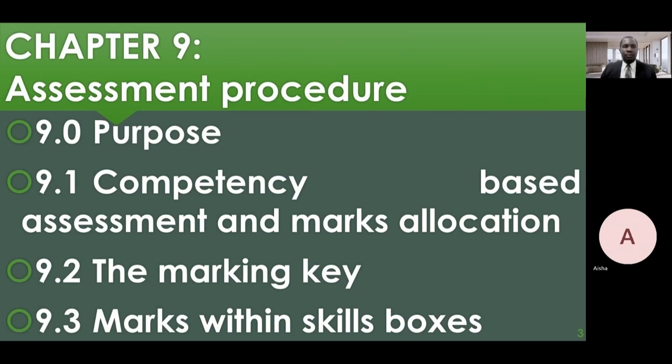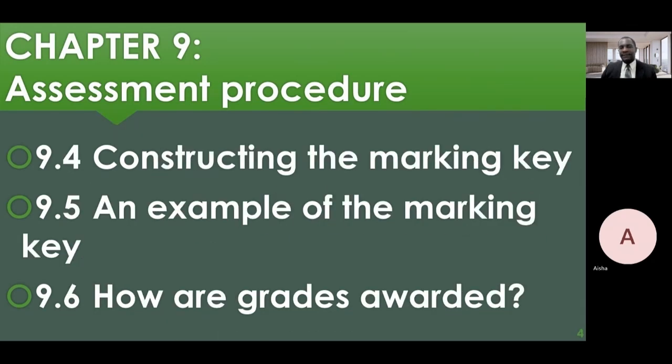So we look at the purpose of this chapter and the competency-based assessment in Unit 1 and marks allocation. Unit 2 will be looking at the marking key. There's a key they use to mark. Then Unit 3 will be looking at marks within skill boxes. So you need to display some skills to earn the marks for that paper. Also, Unit 4, we're looking at constructing the marking key. And Unit 5, an example of the marking key.